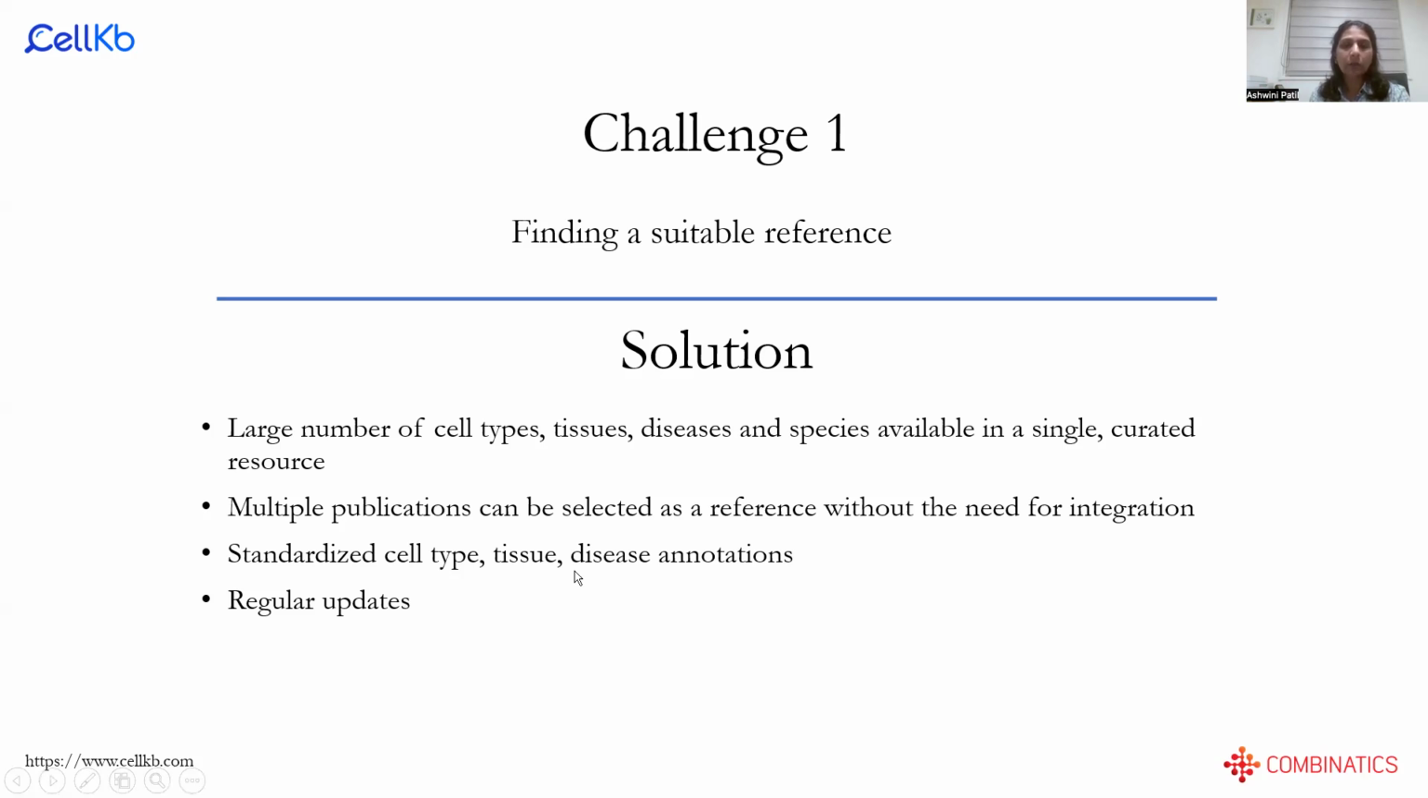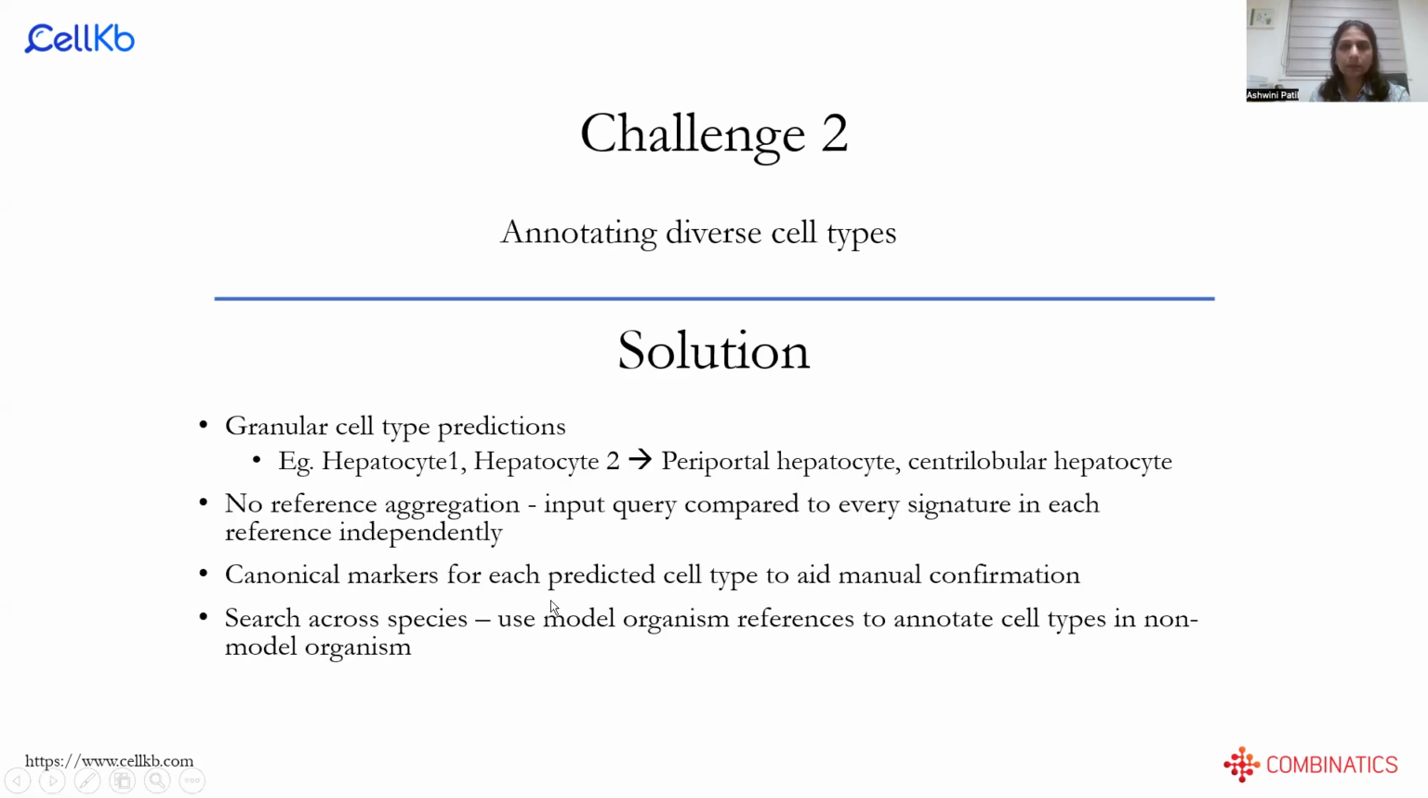You have standardized annotations and regular updates. And for annotating diverse cell types, because we have so many publications, we can predict a high level of granularity for the annotations, because a lot of papers do provide good granular annotations, though not all, right? So based on that, we can predict the granular annotations. Since there is no reference aggregation, you get a reference publication for your prediction. Canonical markers are provided for confirmation.